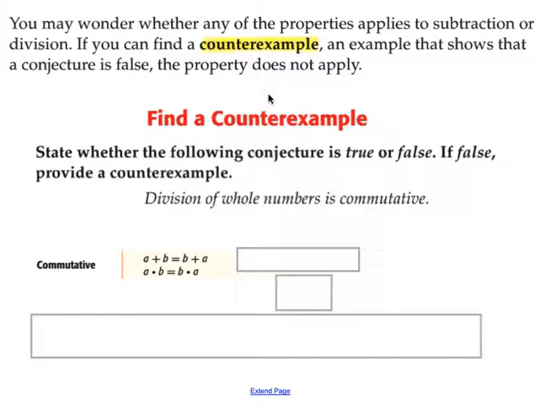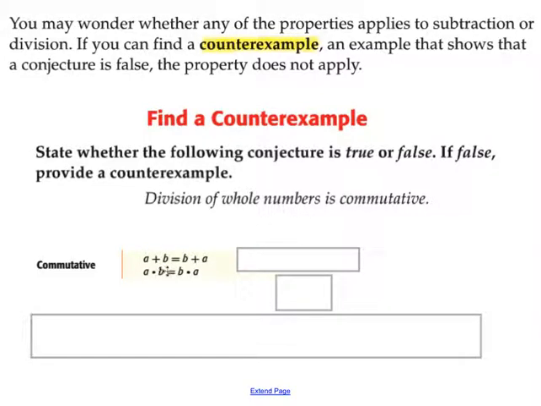Counterexamples are a way of telling us, if we can come up with a counterexample, we can say that something is false. Okay? So here's an example. If we have the statement, division of whole numbers is commutative, if we can come up with one counterexample, we can say that that's false. That's how we would prove that it's false.